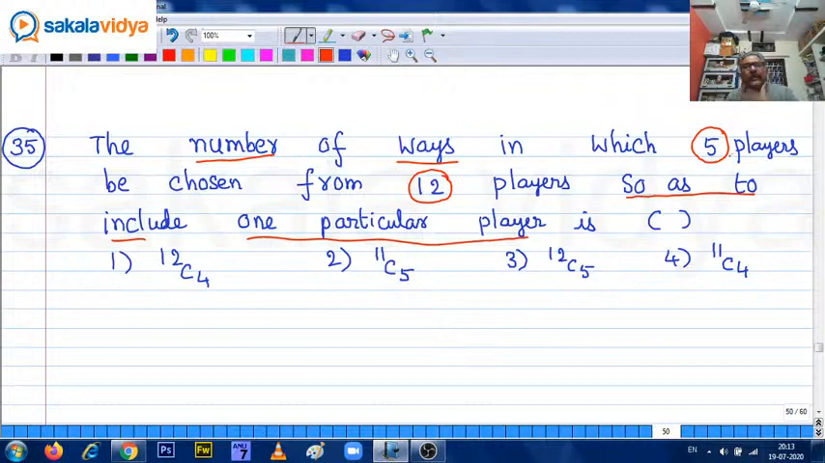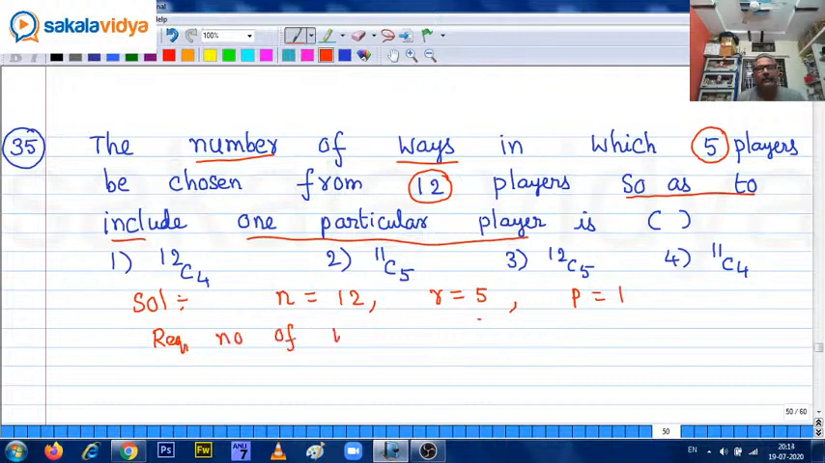Or we can write it like this also. If p particular players are included, we have the formula n minus p C r minus p. Solution: n equals 12, 5 players are selected so r equals 5, and particular players p equals 1. That means the required number of ways is n minus p C r minus p, which is 11C4. So the fourth option is the right option.